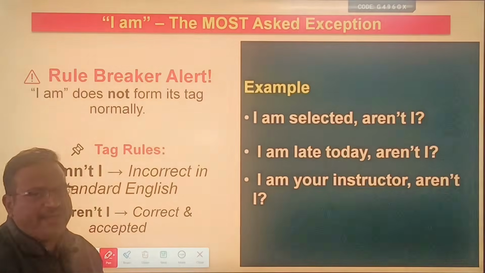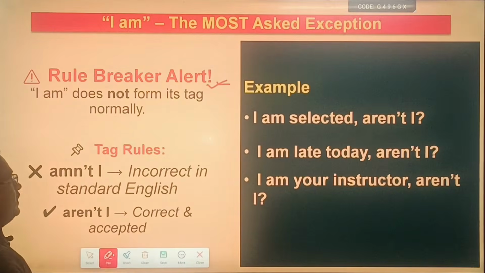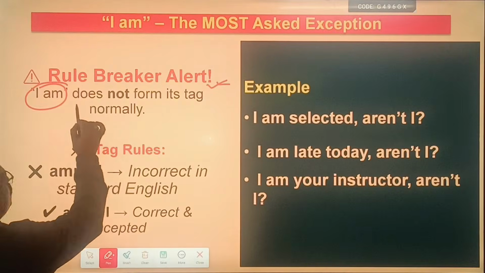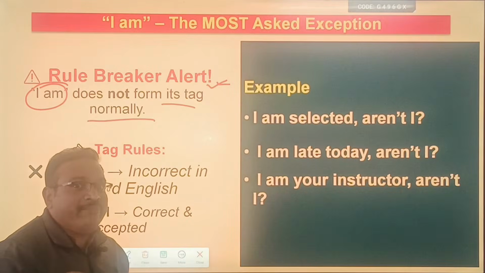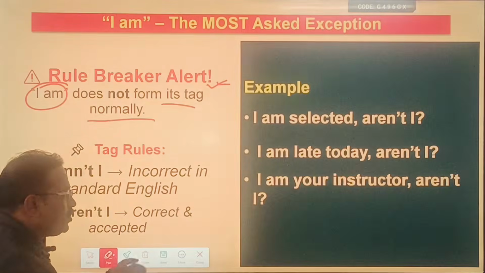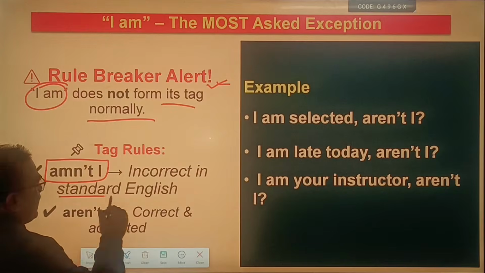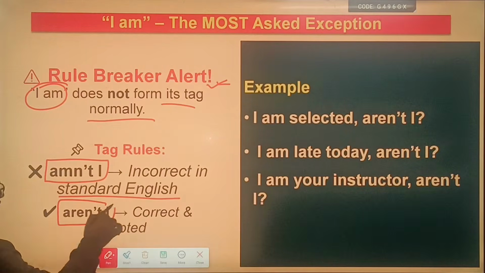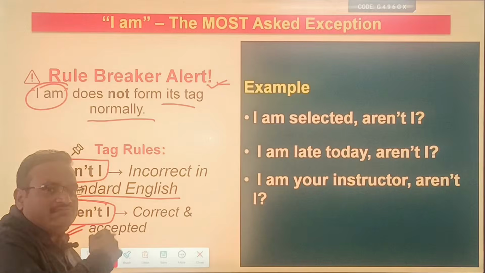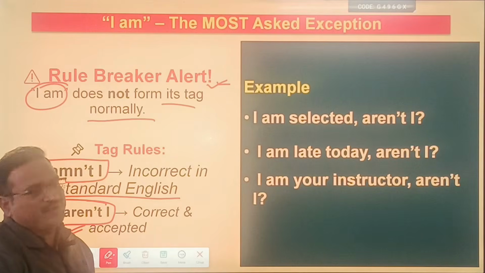This rule is very important. That is why we say rule breaker alert. You have to be very alert. I am does not form its tag normally. It does not form amn't I. No, it's not normal. Amn't I is grammatically wrong. It's not accepted in standard English. So for I am, the question tag will be aren't I, always. And this is not normally changed. That is why it is frequently asked in examination.